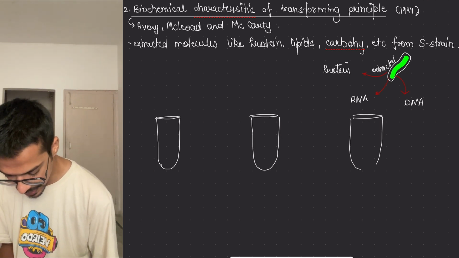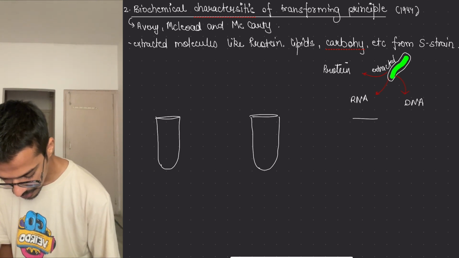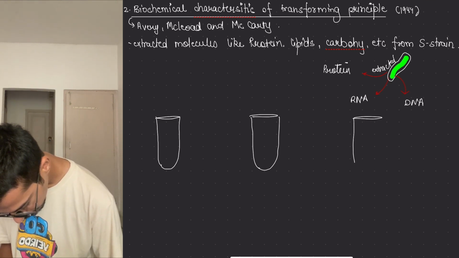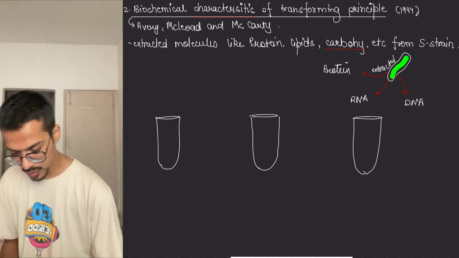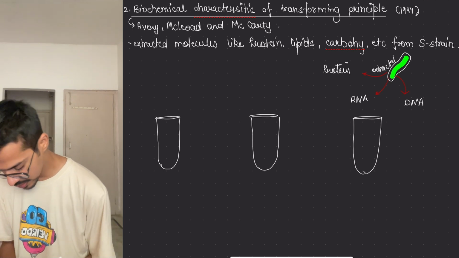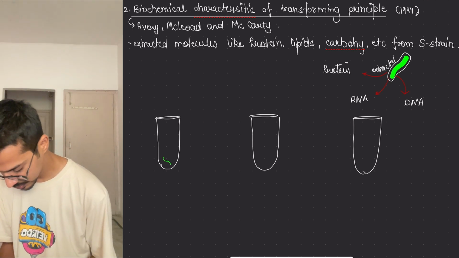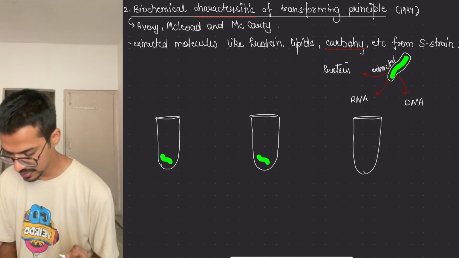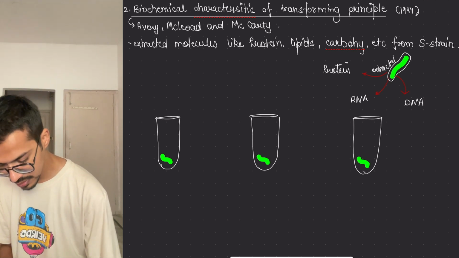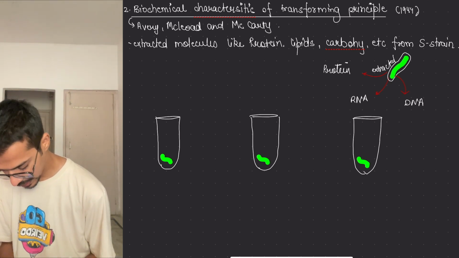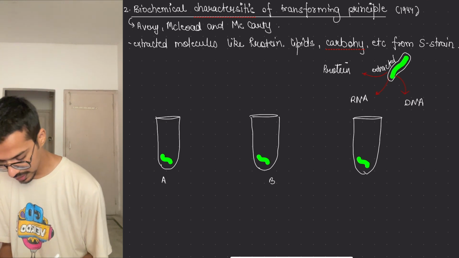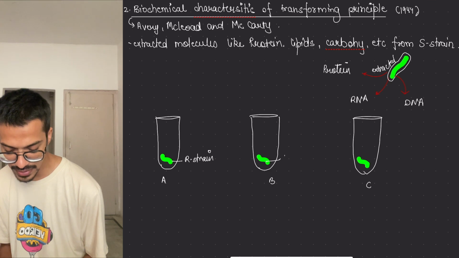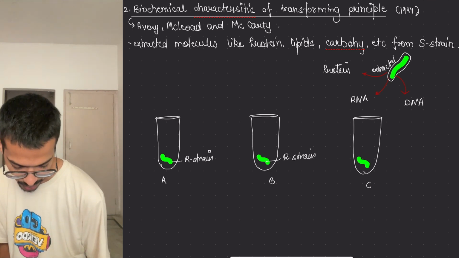Now in these three test tubes, I put the R strain into it. In this test tube, R strain is there. It will be big. Multiple R strain is present inside it. Understood? Test tubes A, B, C have R strain, and all of them have R strain only.